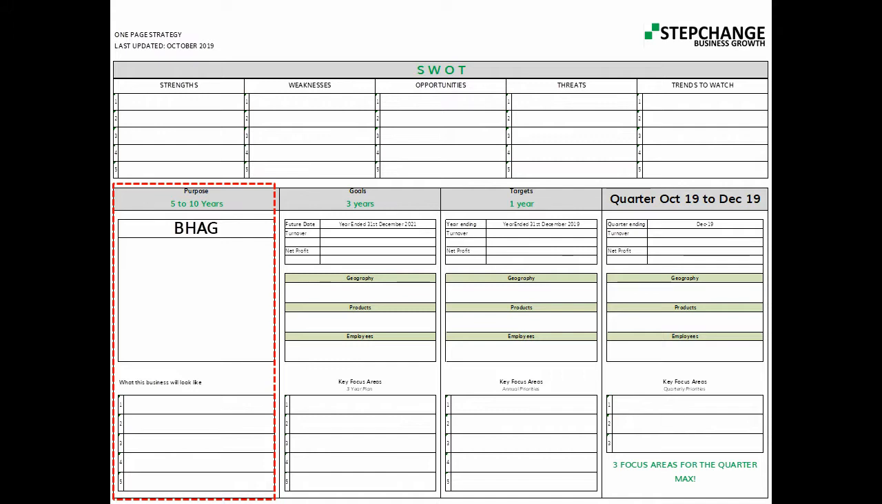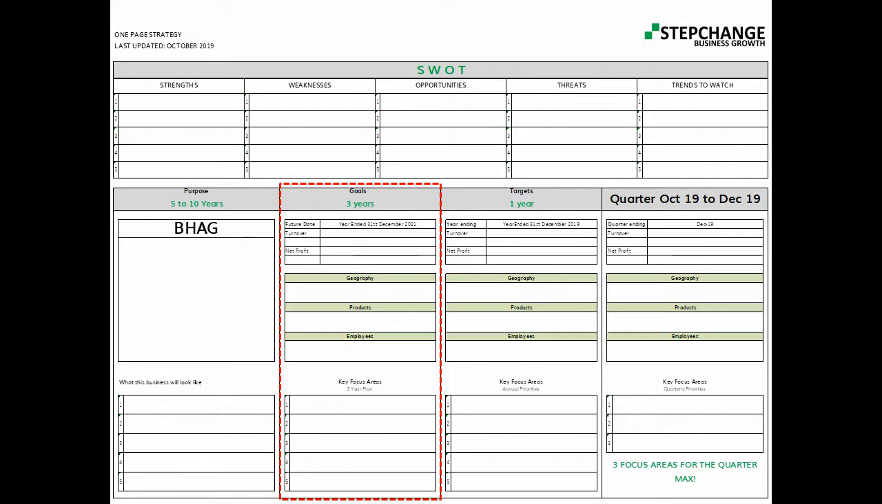And you also describe underneath here what the business will look like. So the turnover of the business, the profitability, the kinds of products it has, the kinds of employees, and the market sectors it's in. The 3-year section focuses on the goals over the next 3 years. We look at the turnover of the business and the net profitability. Then, depending on the kind of business you are, you would look at various items. In my examples, I'm looking at geography, products, and employees.